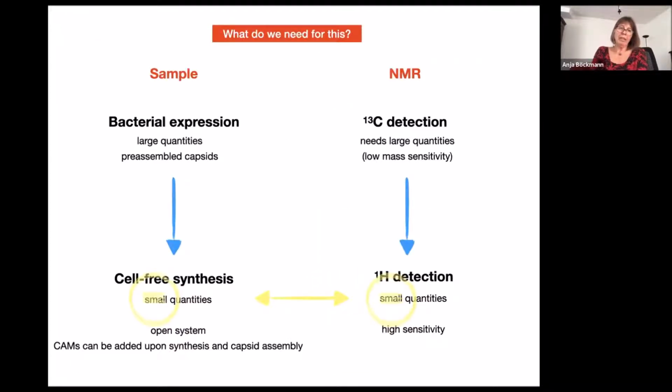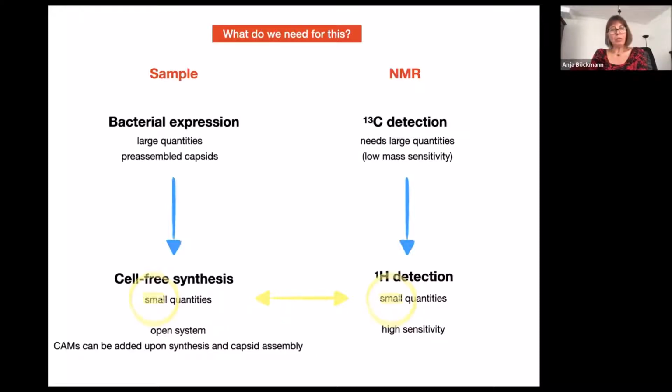What will we need for that? The sample we studied at the beginning, and which we also continue to study, comes from bacterial expression. Michael Nassal has optimized that, and we get large quantities of the capsids. And actually they assemble already in the E. coli cells, and then they can be disassembled under denaturing conditions and be reassembled.